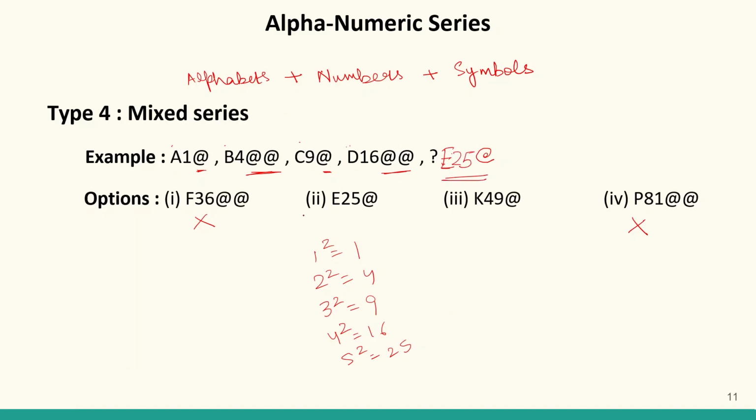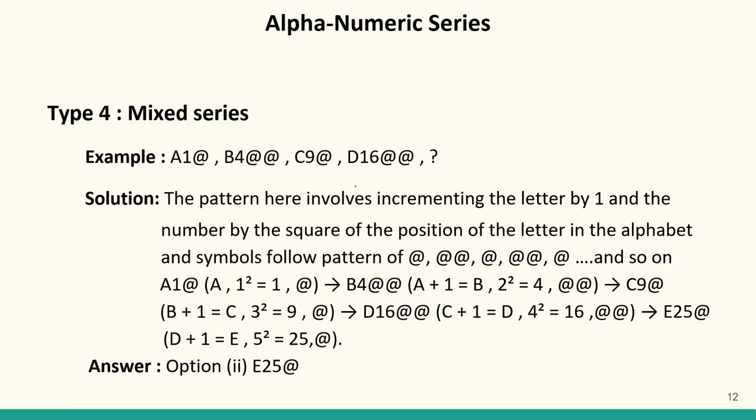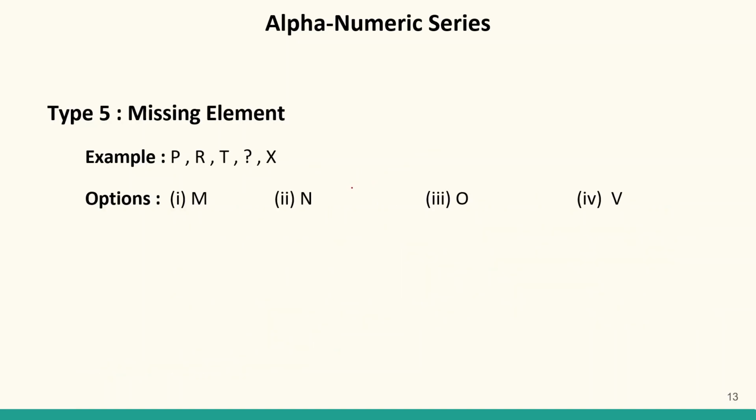This will be your answer, which is this. So this is the explanation you can go through. Now this missing element series. Missing element series means that there is an element missing in the series that we have to find out.